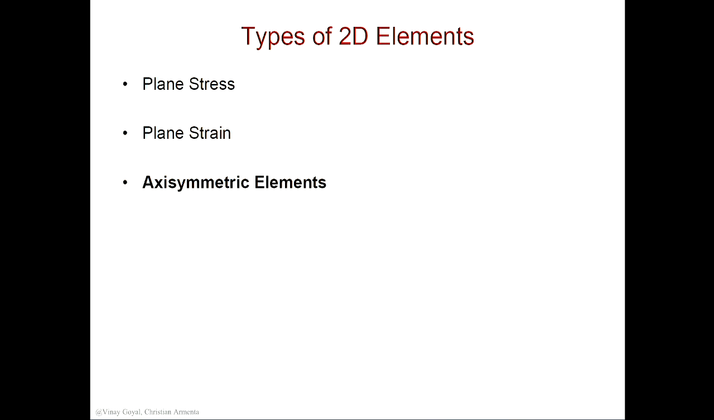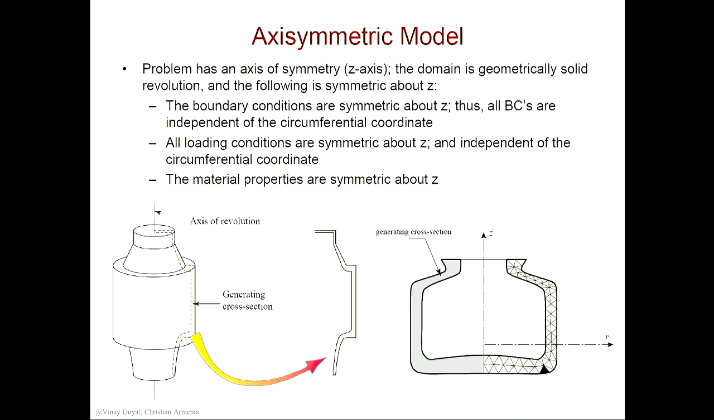Axisymmetric element is essentially you have a 2D cross-section, but it's revolved about an axis, okay? And it's also considered a 2D element. So in my book, I go into extensive detail on axisymmetric modeling. So some of the images are taken from there. And there are examples there you can go through and better understand these concepts.